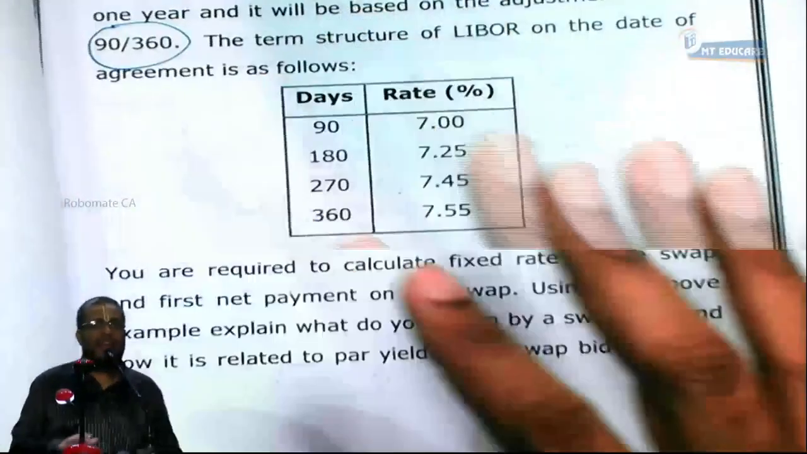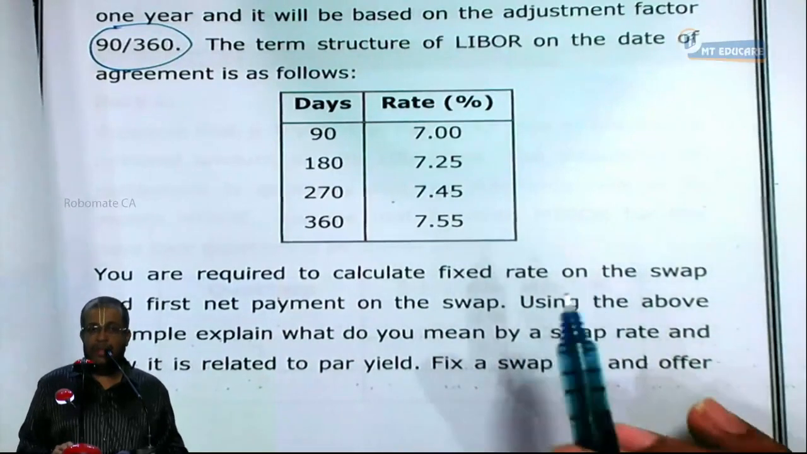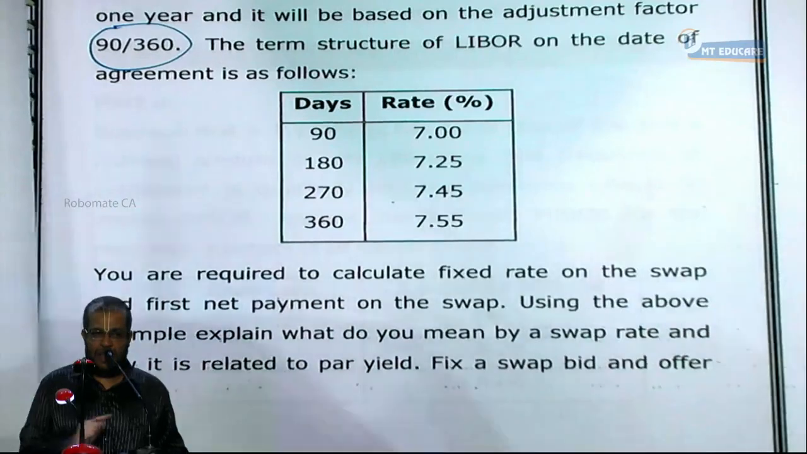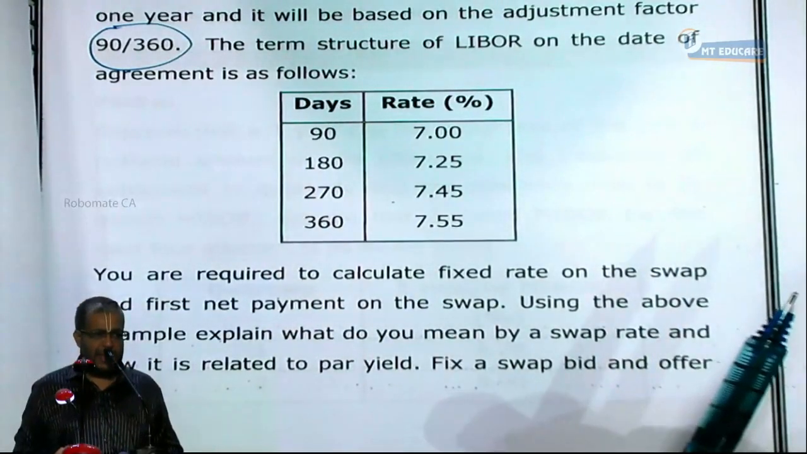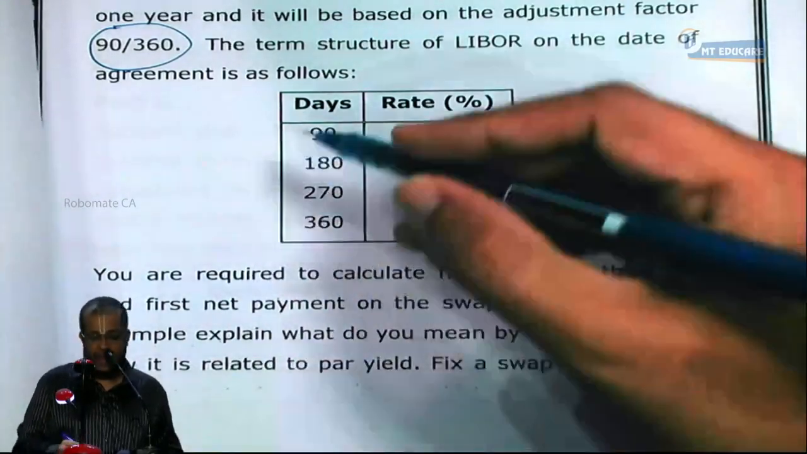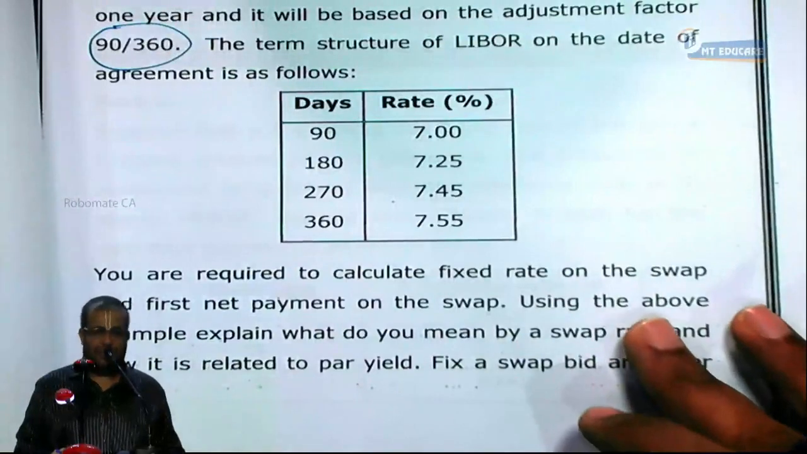See, yesterday's question number 12, the issue was as follows. There is a 1 year swap. How many year swap here? 1 year swap, where interest is going to be exchanged once in how many months? 3 months. That's a 1 year swap where interests are going to be exchanged once in 3 months.